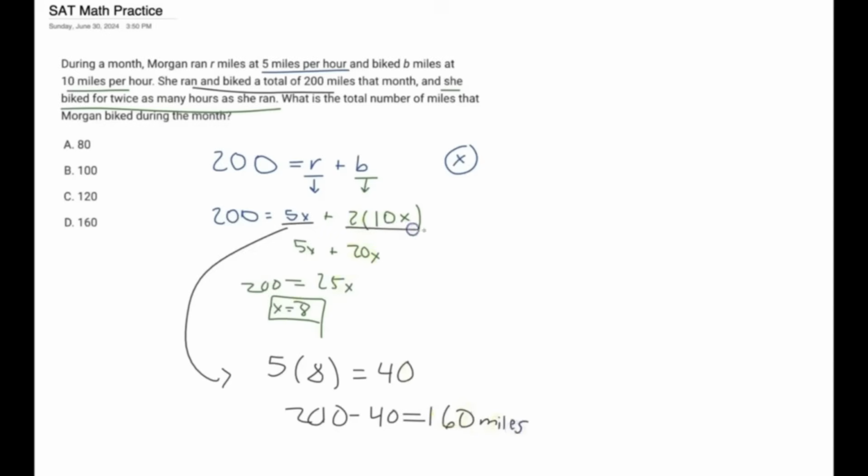Using this equation right here, 20x. So 20 times 8, right? That value of 8. And guess what? That also gets us 160 miles. And so our final answer is D.